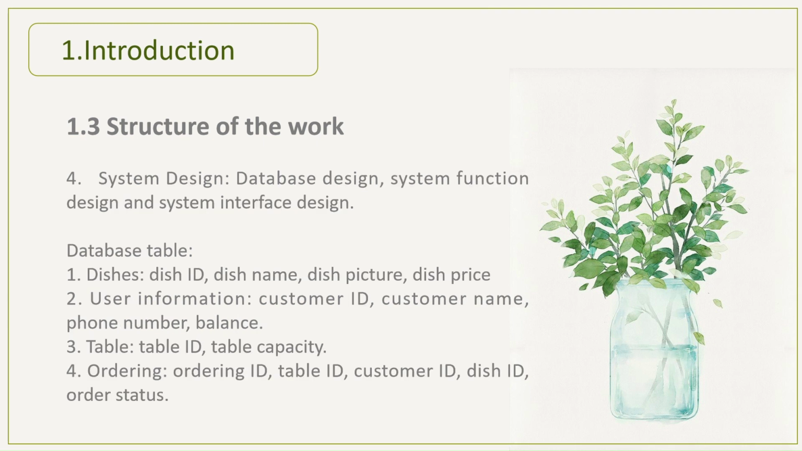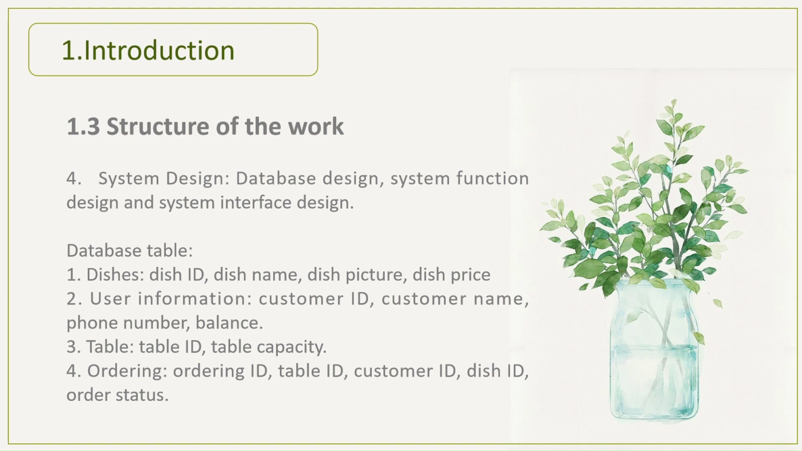Next part, we talk about system design. System design mainly includes the database design, the system function design, and the system interface design. Database design includes drawing the class diagram of each entity and the ER model diagram. The database is divided into 4 tables.